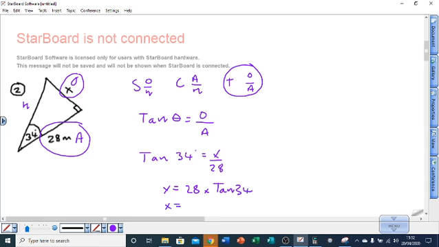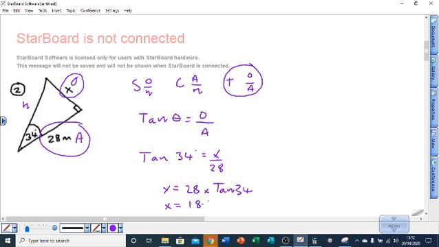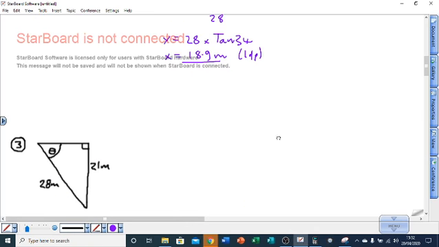So X gives us, so 28, I don't need the times here, I can just type tan 34, close brackets, equals, and to 1 dp it is 18.9, and it's in meters, so that length there is in meters to 1 dp. Okay, so there's the answer for question 2.